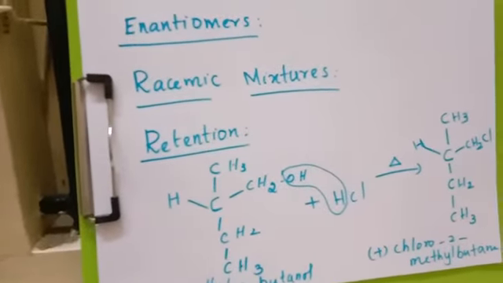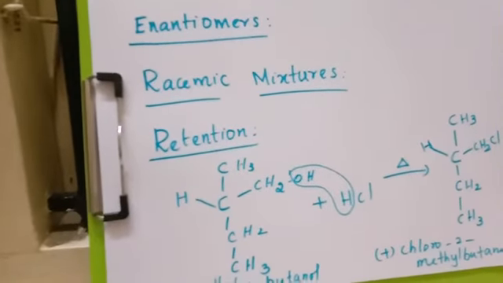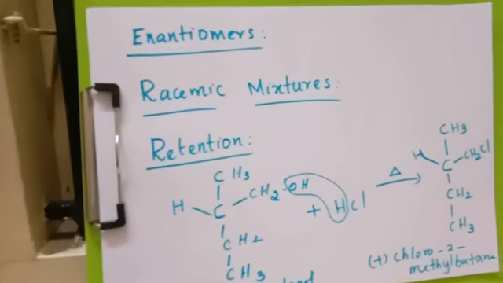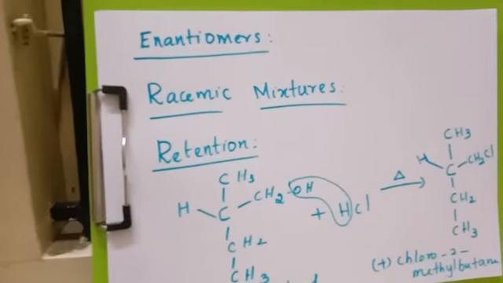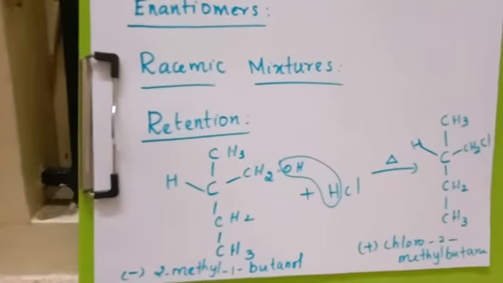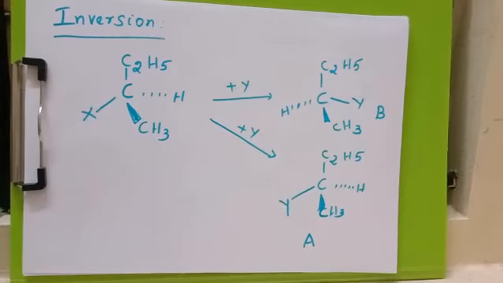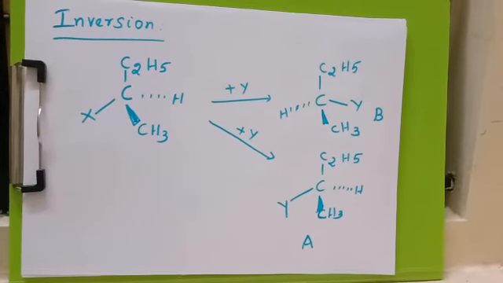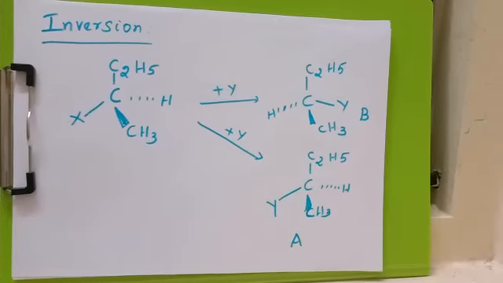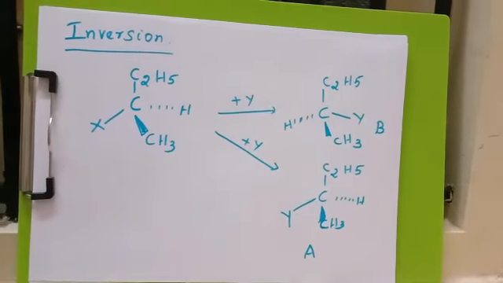In this example, no bond at the asymmetric carbon is broken and the product will have the same general configuration of groups around the stereo center. Therefore, the reaction proceeds with retention of configuration. Next concept is inversion. If the relative spatial arrangement of bonds at the asymmetric carbon atom becomes opposite compared to the reactant after the reaction, then the reaction is called inversion.